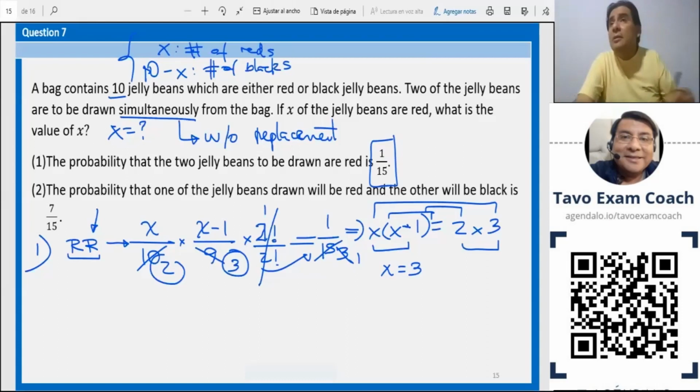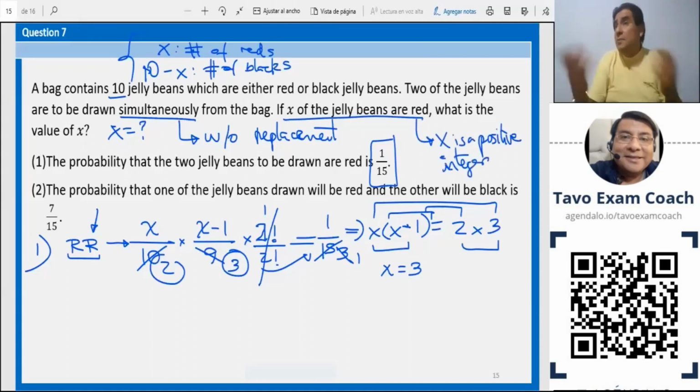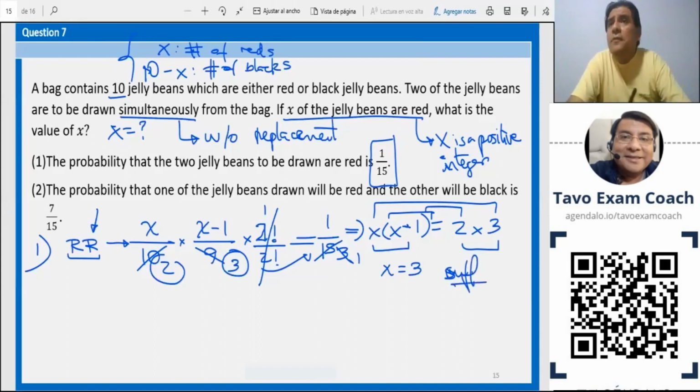Why? Because here we have this restriction. X of the jelly beans are red. That means that X is a positive integer because it's a count, a number of jelly beans. So we don't care about any other possibilities such as negative values for X. Just a positive integer 3 is sufficient, okay? So in this case, the first statement is sufficient to answer the value of X.